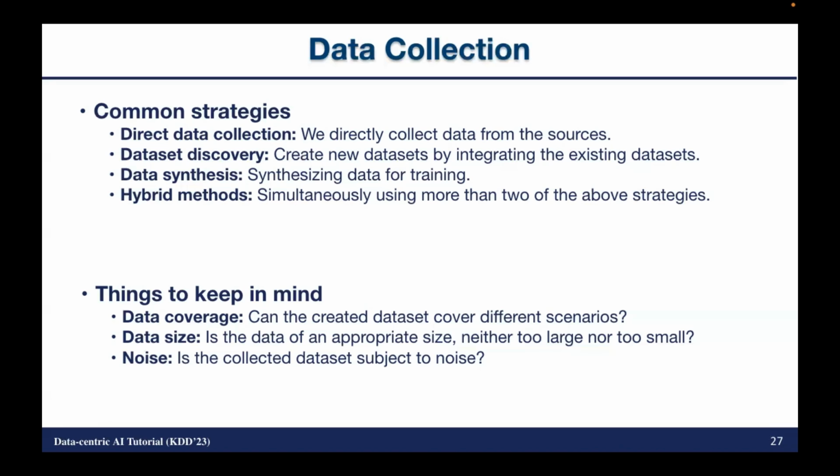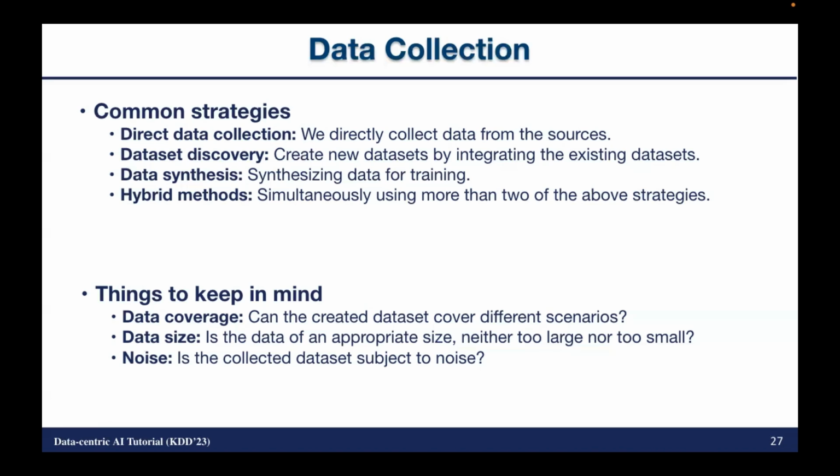And secondly is the data size. We need to have a proper data size, neither too large nor too small. Why? Because if the data size is too small, we may end up with a very limited model that cannot generalize well. But if the data size is too large, it is impractical to train a model, which is also not good. And thirdly is noise. When we collect data, the data could have some flaws, such as label noise, and the data itself could have some noise.